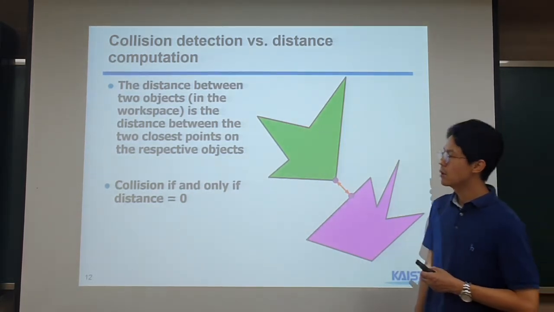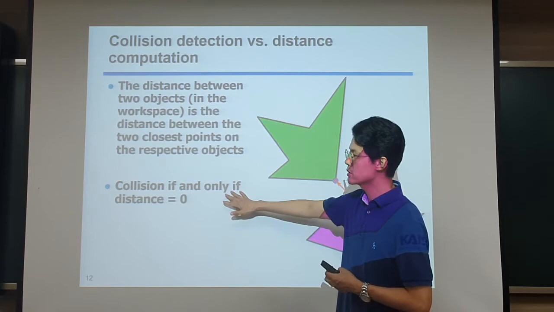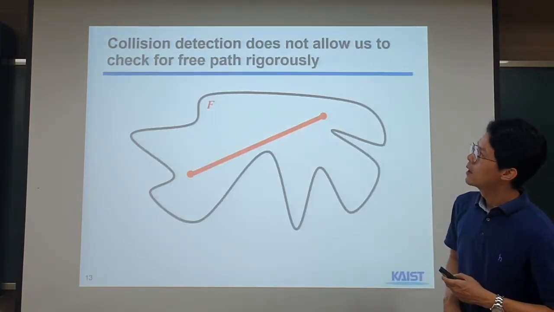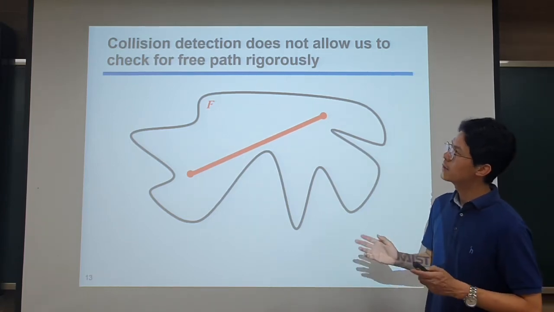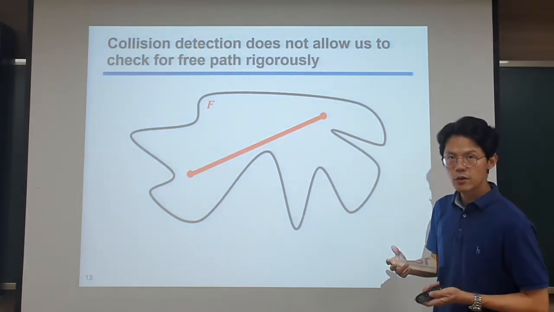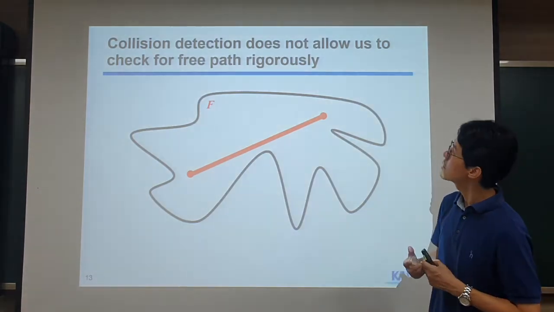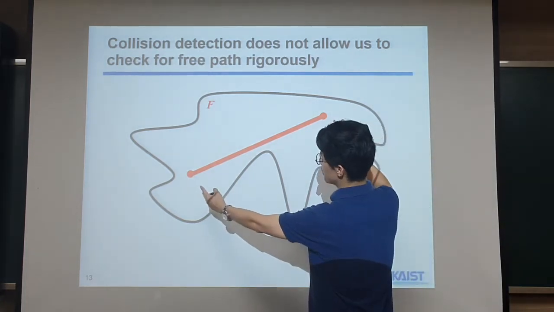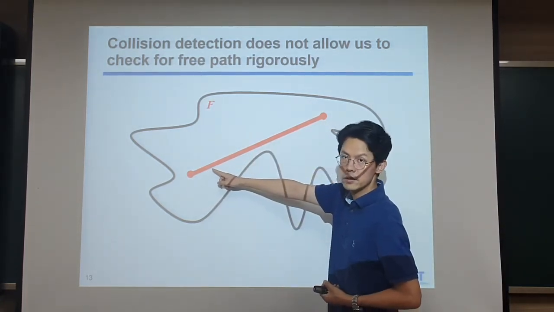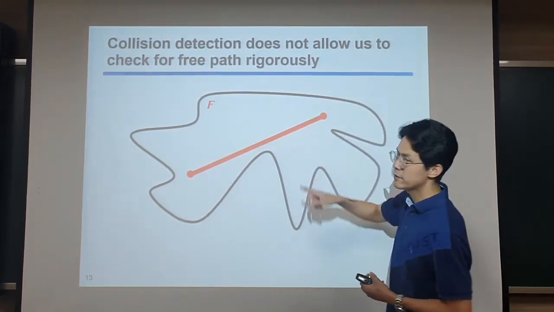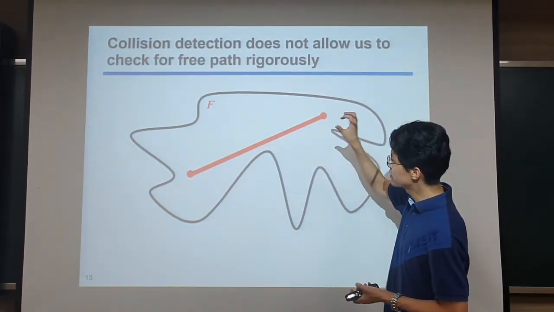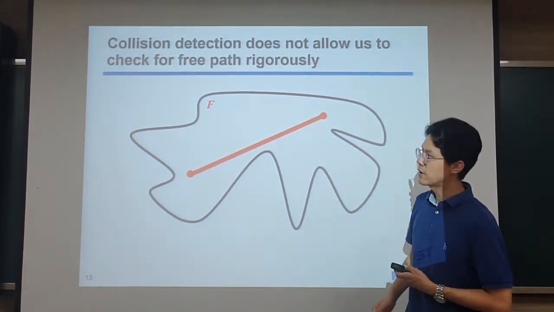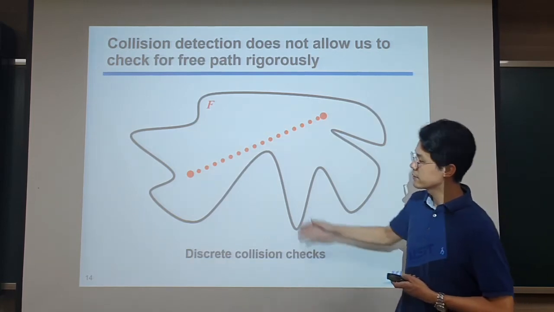Instead of taking this approach, there are dedicated techniques for performing collision detection. Also, there are many ways of using collision detection and distance computation. But here I'd like to talk about this issue. Suppose we need to see whether along this straight line segment we have a collision or not. In other words, we want to perform the link operator between these two configurations. One can just use collision detection, right? But common collision detection is discrete collision detection.